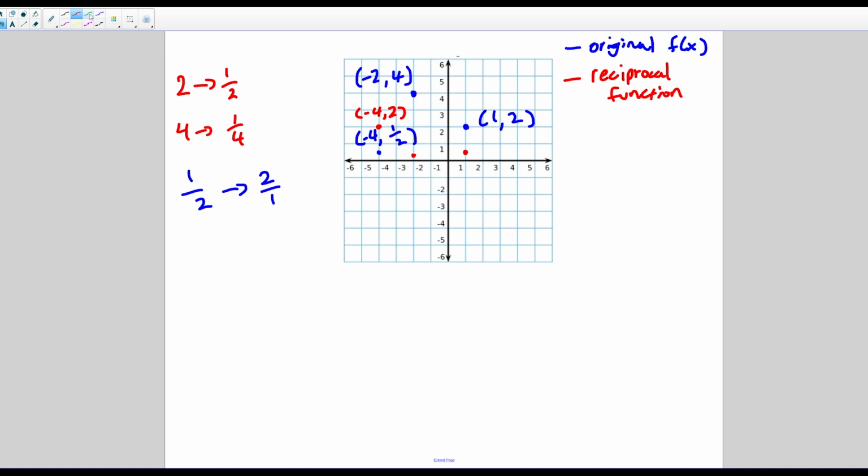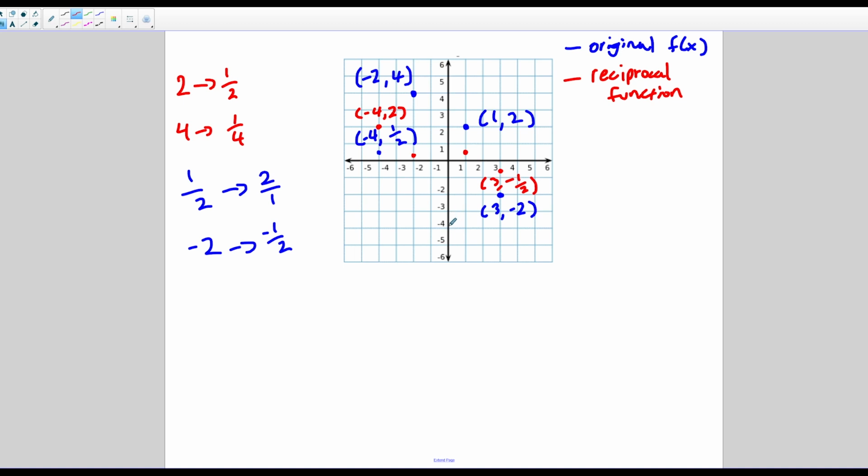Looking at some examples where we have some negative values, let's go ahead and plot one down here. Let's say we're at 3, -2. So 3, -2. The reciprocal of -2 is now going to be -1/2. So our reciprocal, we're still at +3, but we're looking at -1/2 right there. So this would be 3, -1/2.